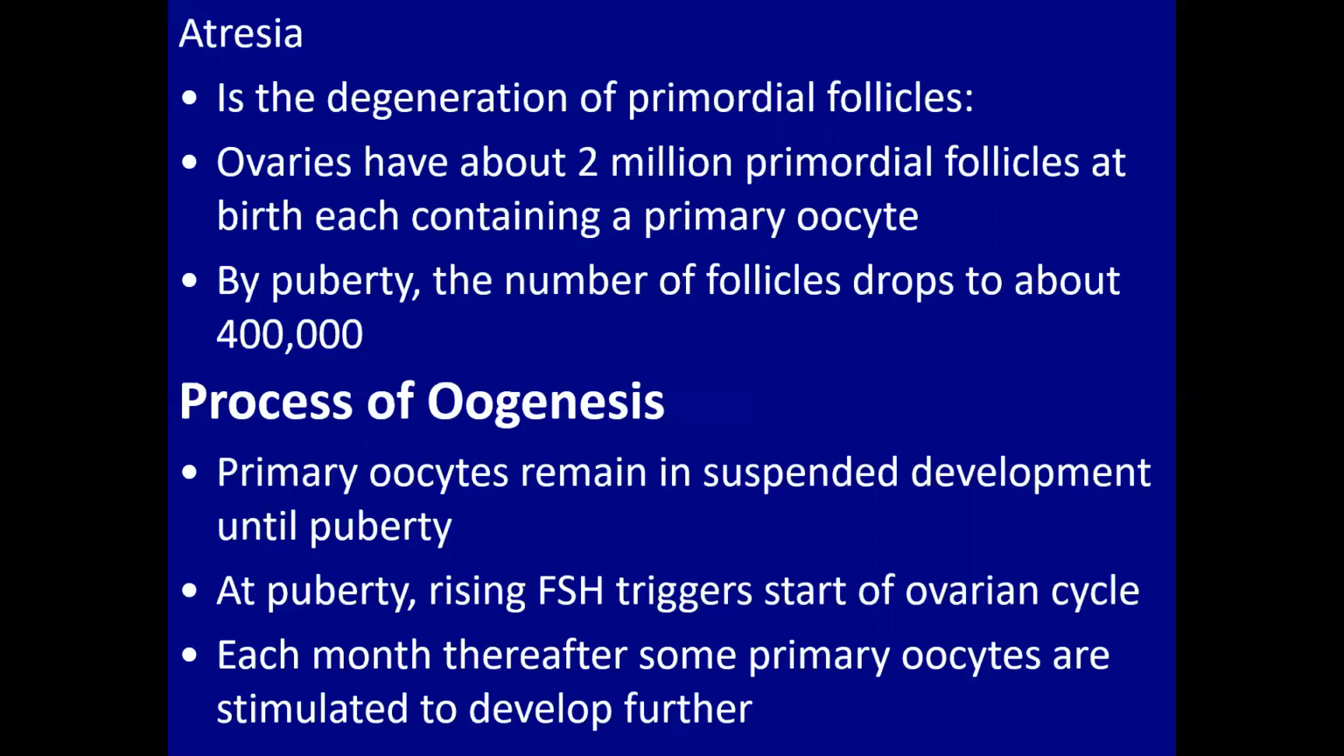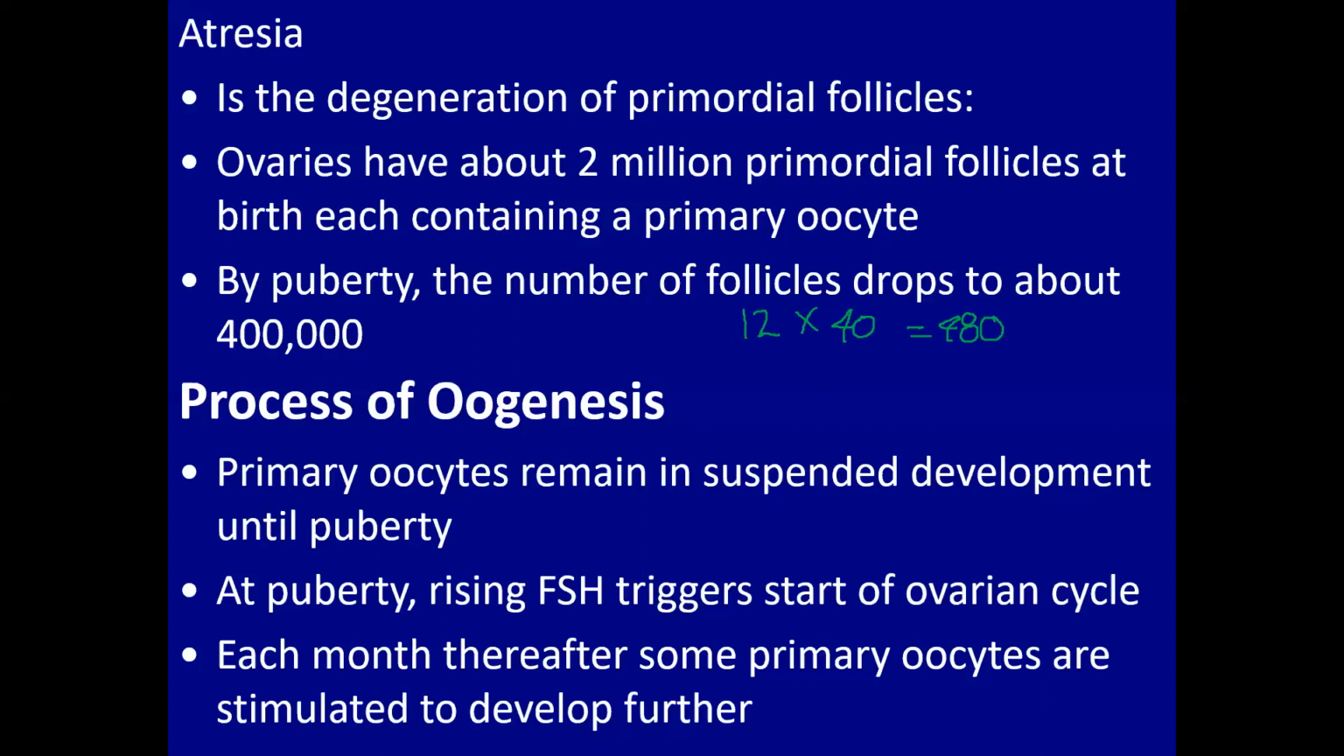So if a woman starts ovulating at 10, this makes the math easy. She ovulates 12 secondary oocytes a year. And again, to make the math easy, let's say she goes through menopause at 50. So she had 40 years of menstruation or going through the ovarian cycle. That equals 480. So 400,000 is plenty.